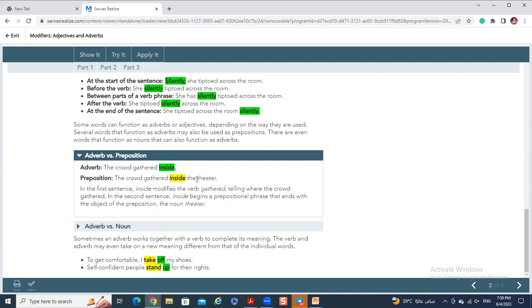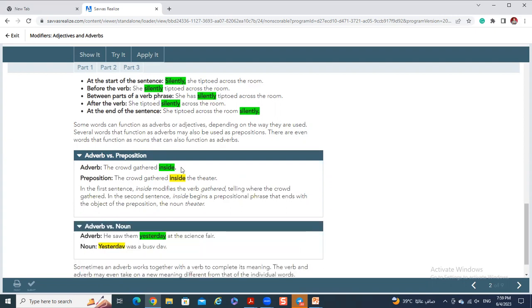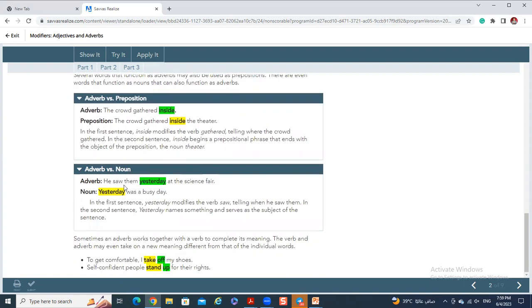Why here is it a preposition? Because inside is a preposition, and theater is the object of the preposition. Inside the theater is a prepositional phrase. Take care of that. Adverb and noun. He saw them yesterday at the science fair. If you look here, you find that yesterday answers the question when and modifies the verb. But here it's a noun, acting as a subject. Yesterday was a busy day. Don't tell me that there's an adverb. No, here it's a subject and a noun.